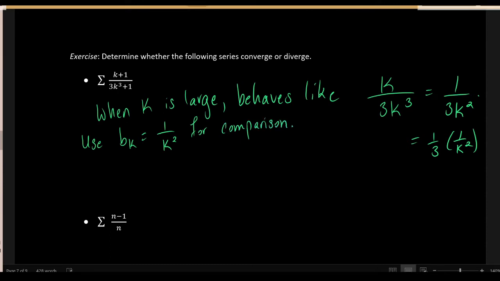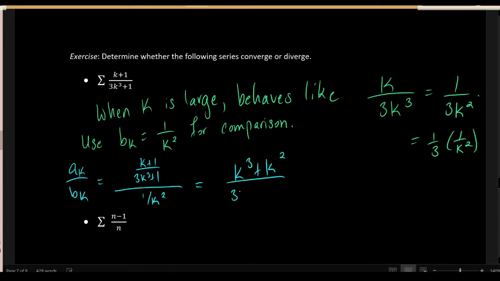So now let's look at the ratio. Let's look at the ratio of a_k to b_k. a_k is the fraction with k plus 1 over 3k cubed plus 1. And b_k is the fraction with 1 over k squared. And if we go ahead and clean this up, then we get k cubed plus k squared divided by 3k cubed plus 1.